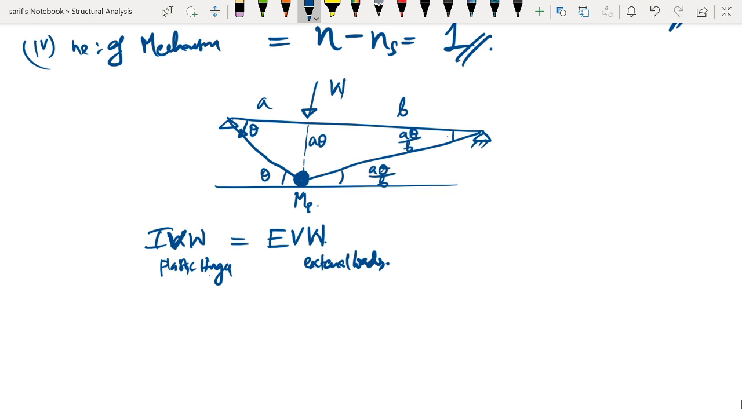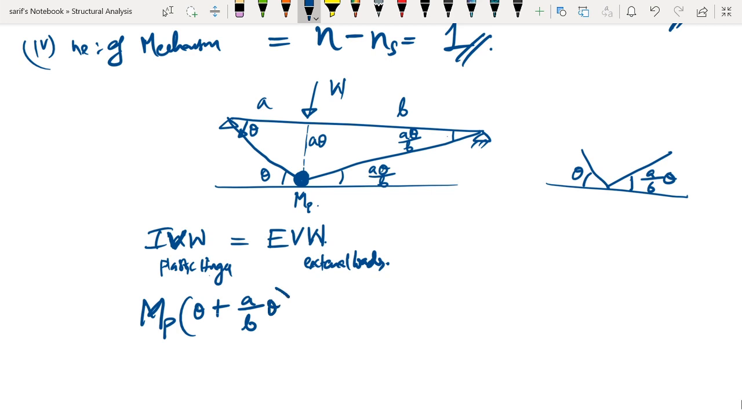So the work done by the plastic hinges will be MP multiplied by the rotation. Initially the member was straight like this and now it has rotated like this. So the total change in angle is theta here and another A divided by B into theta. So the total change in angle is theta plus A divided by B into theta. This is the total internal virtual work done. This is equal to the external virtual work, nothing but force into displacement, that is W multiplied by A into theta.